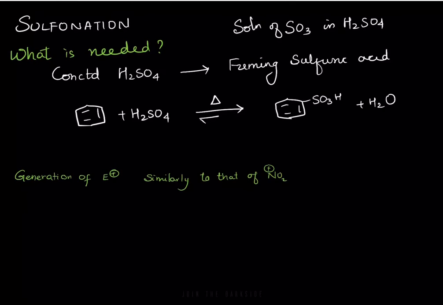Okay, let's go on to the generation of the electrophile. It's going to actually follow the same trend as for the generation of NO2 plus. So here, instead of HNO3, we are just going to use H2SO4. There are two molecules of H2SO4. One is going to act as a nucleophile and the other one is going to act as an electrophile.